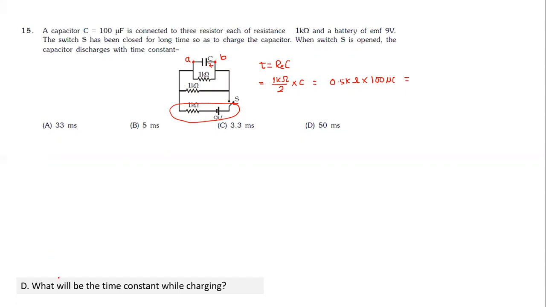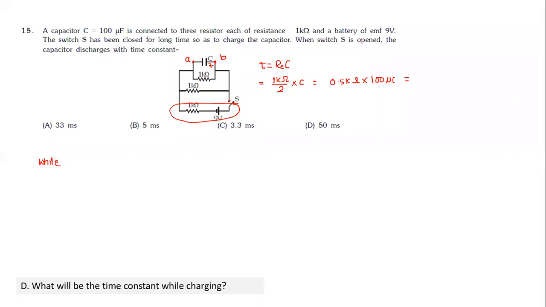Suppose I extend this question: what is the time constant while charging? When it was getting charged, can you calculate the time constant when charging? When the switch is closed, will it be the same or different? R by 3C, while charging. While charging also, it's pretty simple.